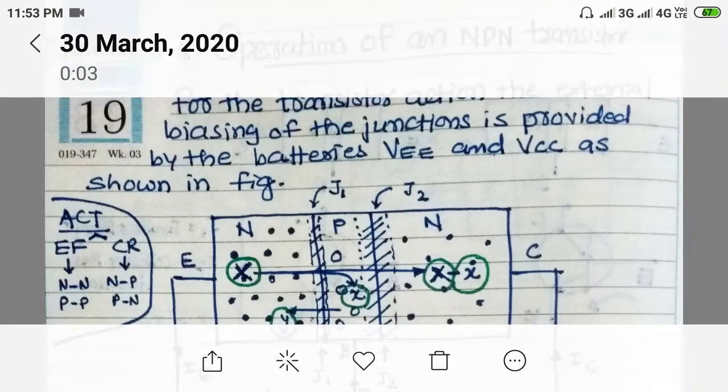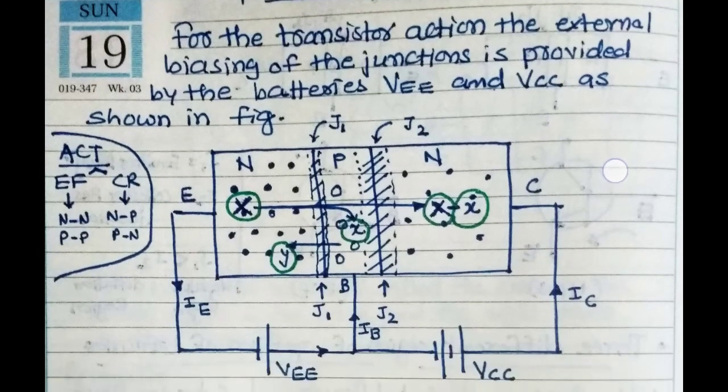So these voltages are given as a forward bias and a reverse bias, because we know that the transistor will work actively in EF, CR mode. Here it is written EF and CR, which means the emitter is forward biased and the collector is reverse biased. It means the emitter is connected to the negative terminal of the battery and the collector is connected to the positive terminal of the VCC battery.